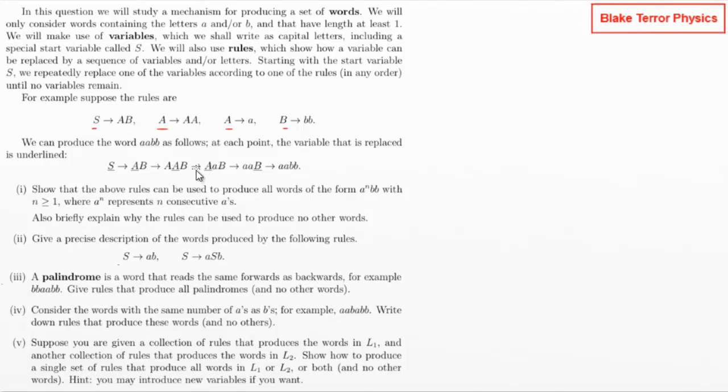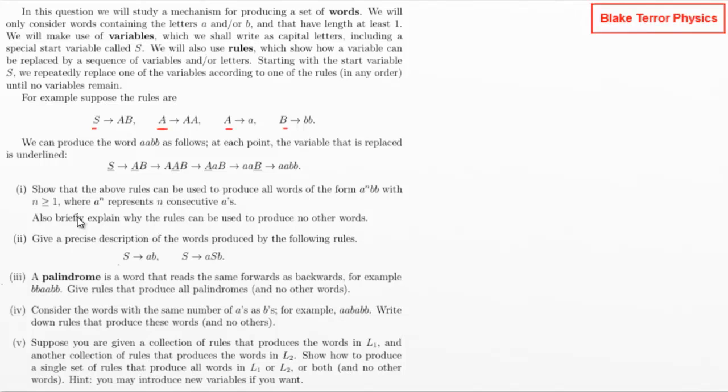At each point, the variable that is replaced is underlined. So S is replaced by AB. We then replace A by AA. So we've got AAB. Then we replace A by little a to get aAB. And then, okay, right, I can see what they're doing. It's a bit fiddly with these two A's, but okay.